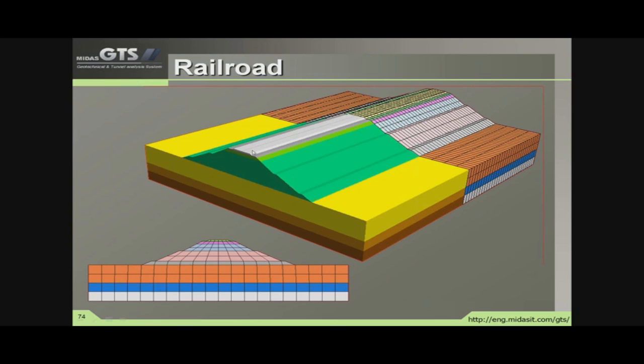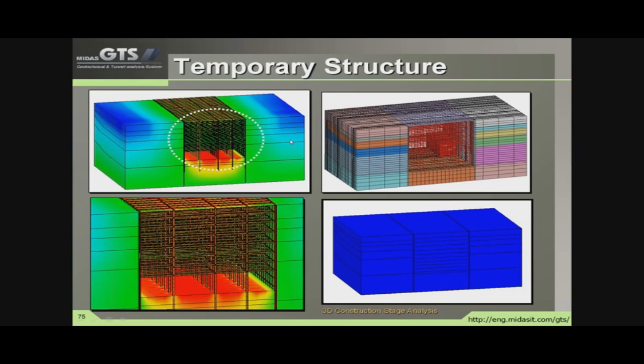The railroad embankment can be modeled, and you can apply the railroad, and you can see the dynamic interaction between the embankment and the railroad by defining the dynamic nodal load in the time history analysis. You can also model temporary structures, because when you do the excavation, you apply some temporary retaining walls, and those walls can also be modeled in Midas GTS.